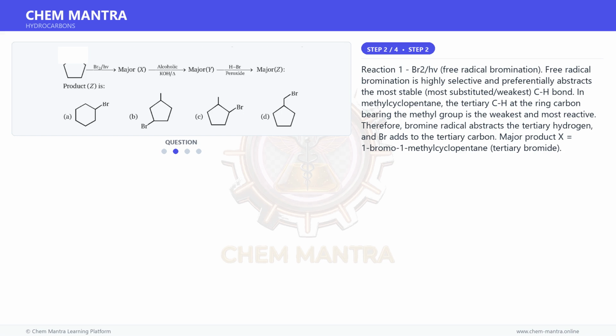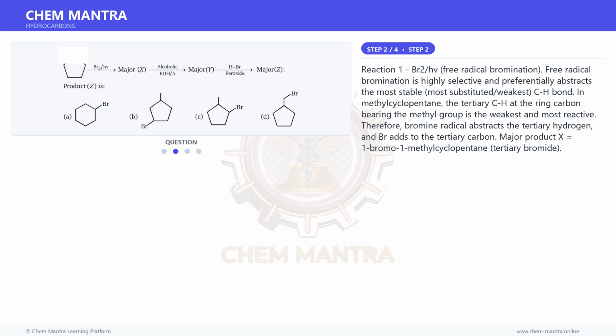Reaction 1, Br2 with hv, free radical bromination. Free radical bromination is highly selective and preferentially abstracts the hydrogen from the most stable, most substituted, weakest C-H bond. In methylcyclopentane, the tertiary C-H at the ring carbon bearing the methyl group is the weakest and most reactive.